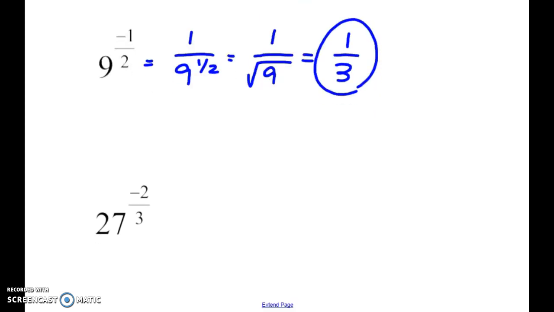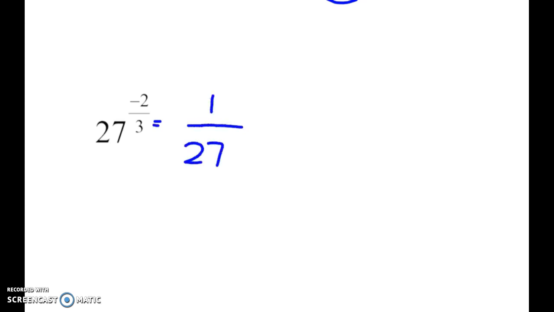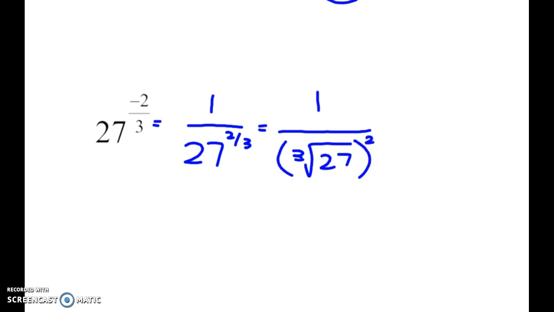Okay, your last one, 27 to the negative 2/3. This is a negative exponent. So I'm going to go ahead and put that on the bottom part of the fraction. That bottom number 3 in my exponent tells me it's the cubed root of 27. I put that in parentheses and raise it to the second power. 27, when you break it down, is 3 3s. I have a group of 3 3s, so I end up with 1 over 3 to the second, which is just 1/9.